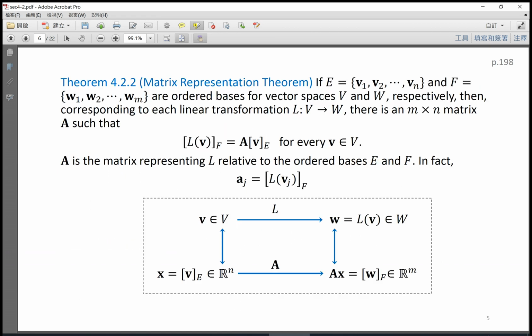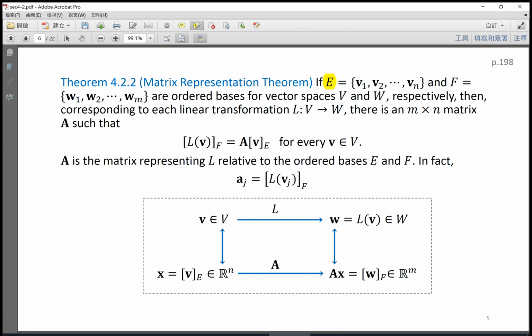Theorem 4.2.2 is called the matrix representation theorem. This result allows us to compute the matrix representation of a linear transformation, where the domain and the codomain can be arbitrary vector spaces.